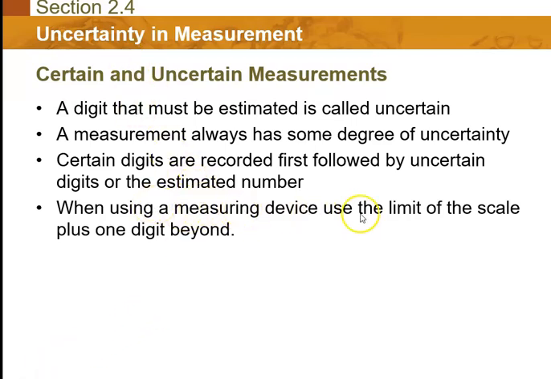When using a measuring device, use the limit of the scale plus one digit beyond. And in a couple of slides, we'll see an example of that. So for instance, if you have a ruler, you go to the markings on the ruler, and then you have to interpolate between the digits after that, so that way you get one more significant digit.